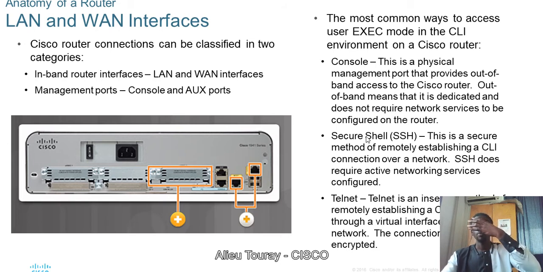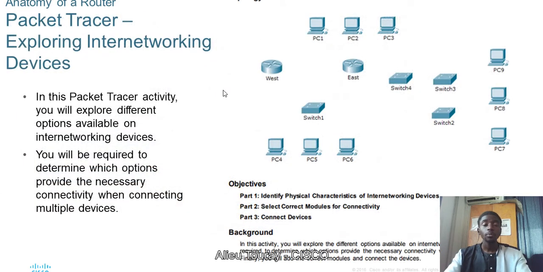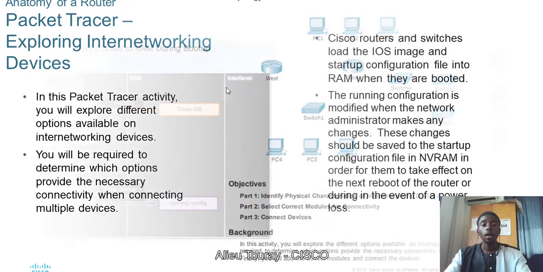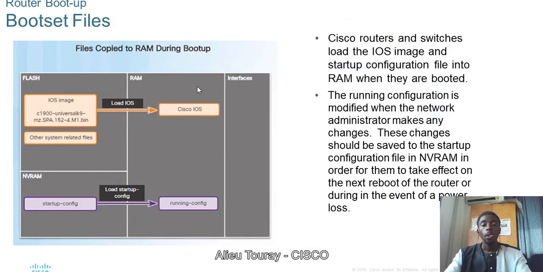To access your Cisco router, you can access it through in-band and out-of-band. Out-of-band is the console, that is, you have physical access, and in-band is the secure shell, that is SSH, and Telnet. We discussed these in our previous video when we were talking about switches. So our practical today will include a router, a switch, and a PC or maybe two PCs to test connectivity. Next.